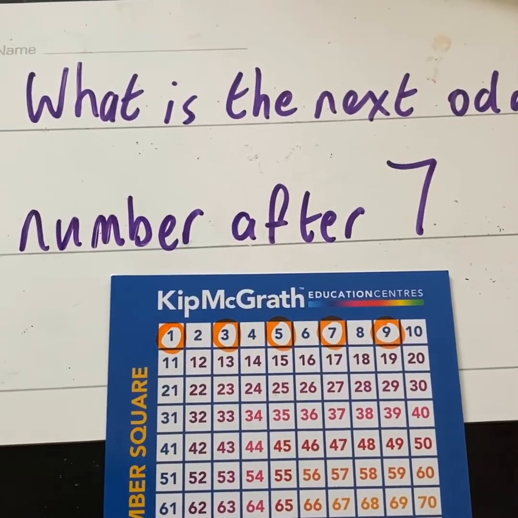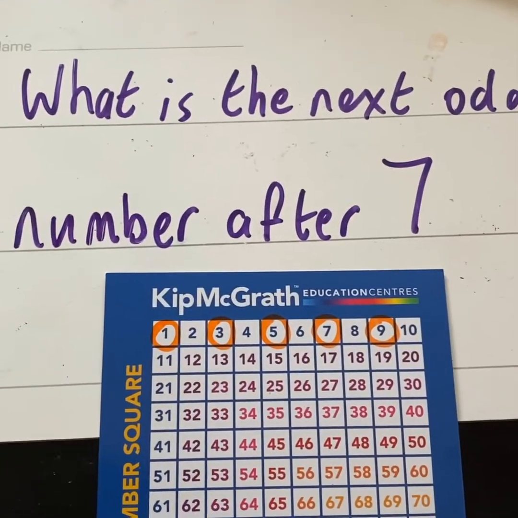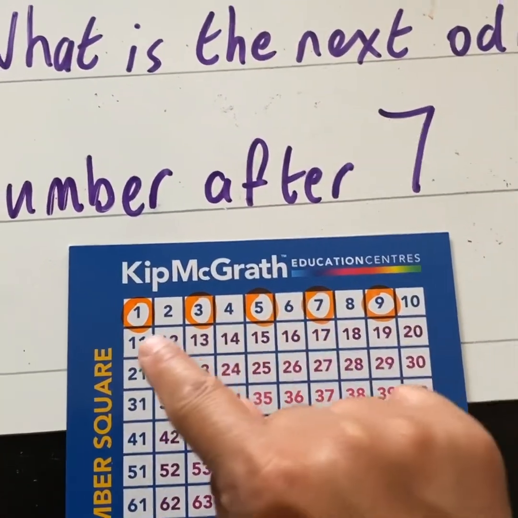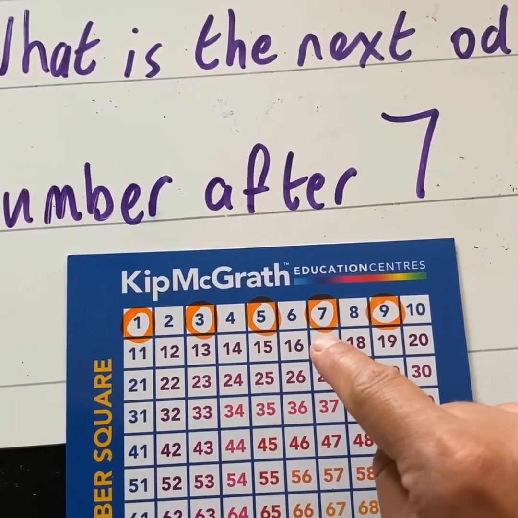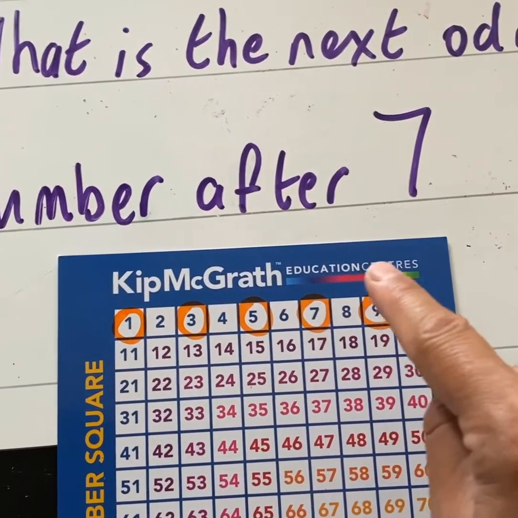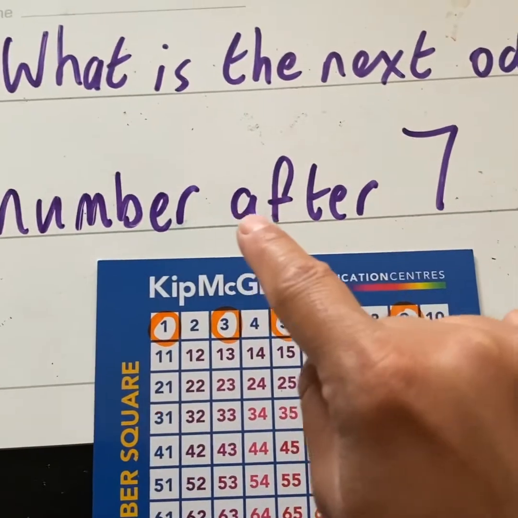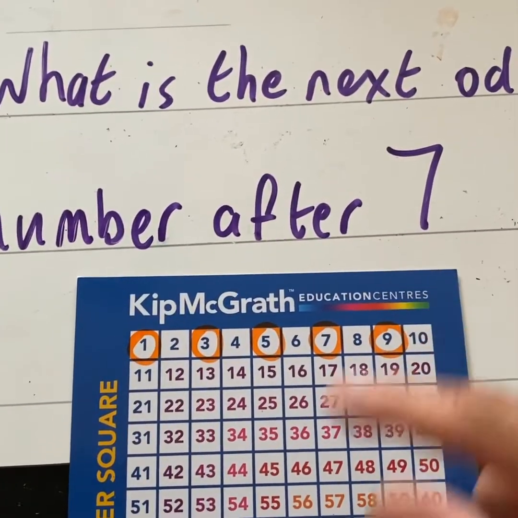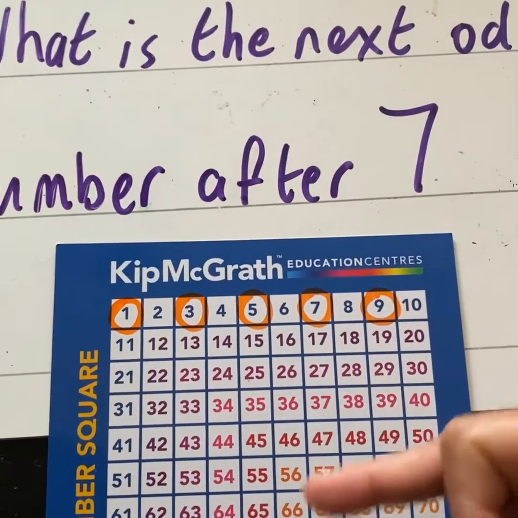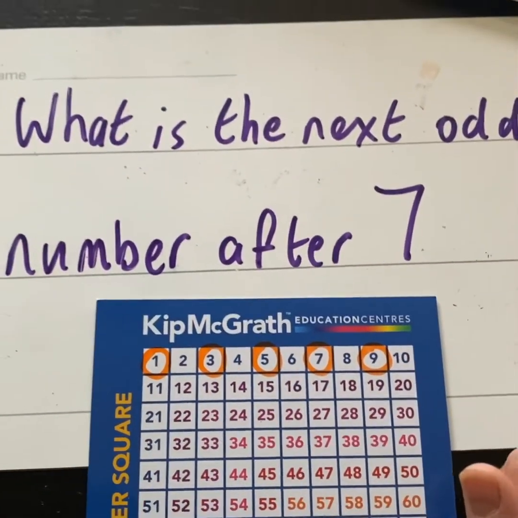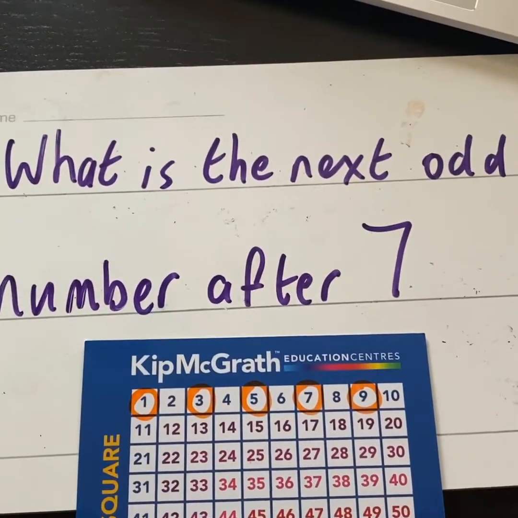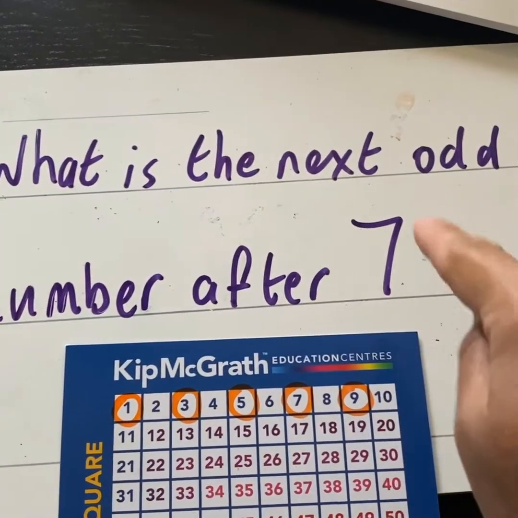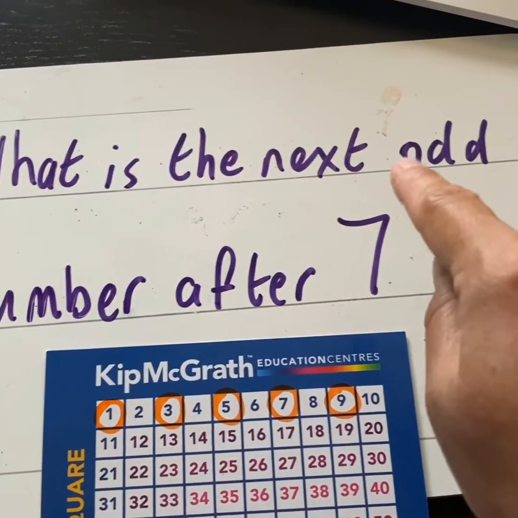And the next one is, what is the next odd number after 7? As you can see, I've already highlighted the odd numbers. The child or student finds number 7, and the next odd number would be number 9. You can change it to what is the next even number after 7, or what is the next even number after 17, or try bigger numbers. So these activities are really adaptable. All you do is you keep the format of the questions the same, and you just change either a number or a word.